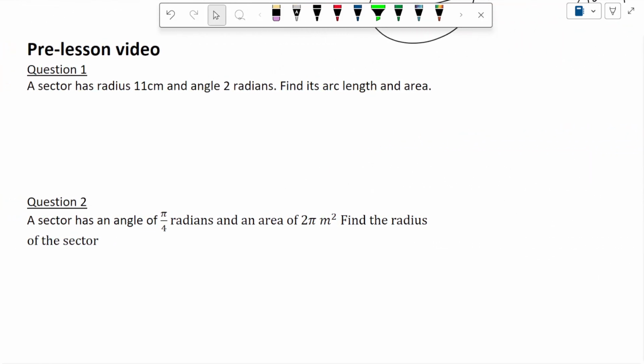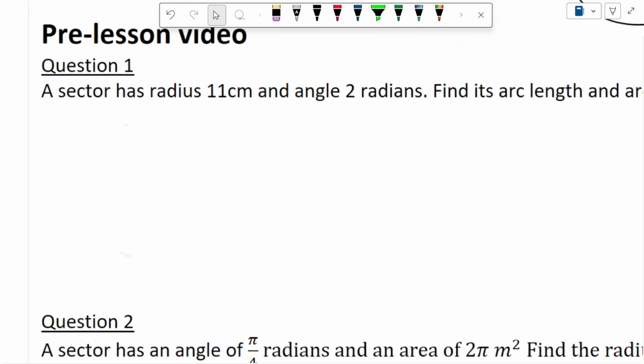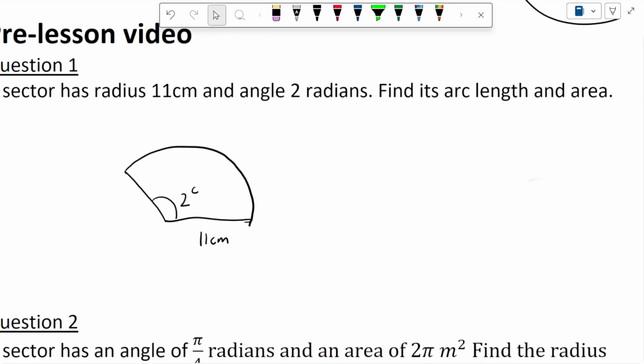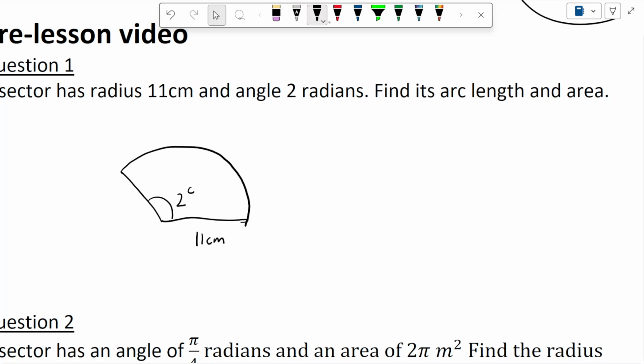Okay, so let's apply it. A sector has a radius of 11 and an angle of 2 radians. So let's see, 2 radians would be something like that. No, I lied. 2 radians will be something like that. Because pi is a straight line, so 2 is just a bit shy of pi. There it goes. And that's got a radius of 11 centimeters. So find the arc length and area. So the length is going to be r theta. So that is 11 times 2. So that's 22 centimeters. And it's a length, so that's in centimeters.